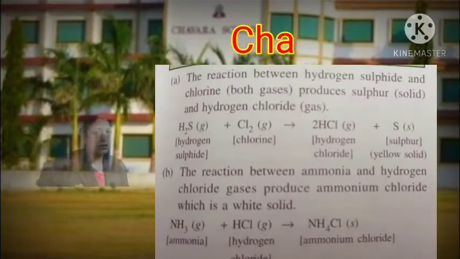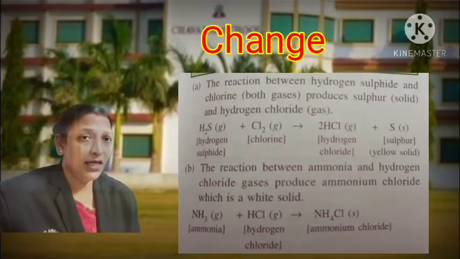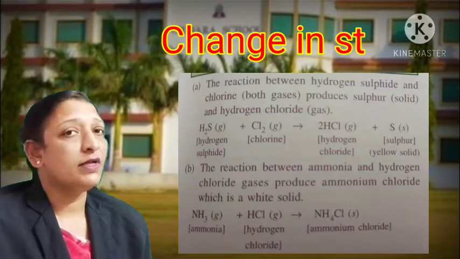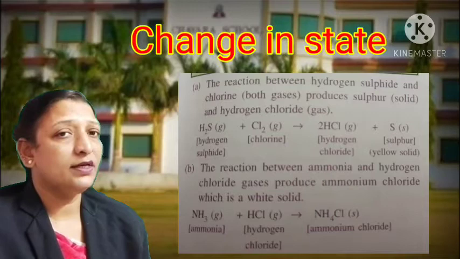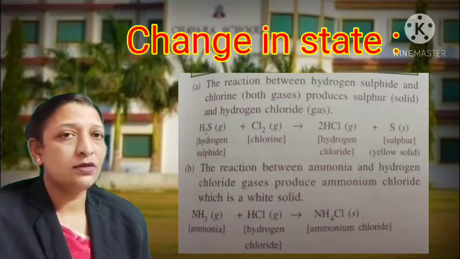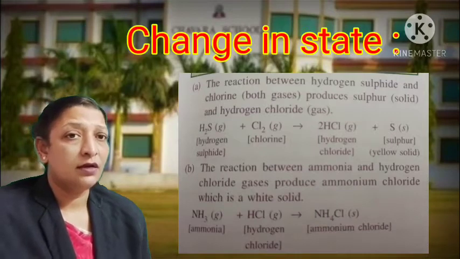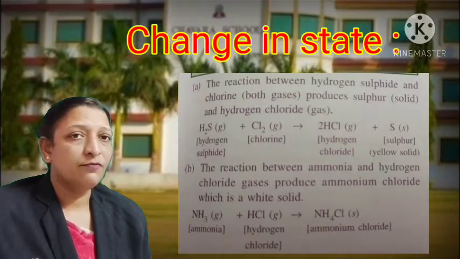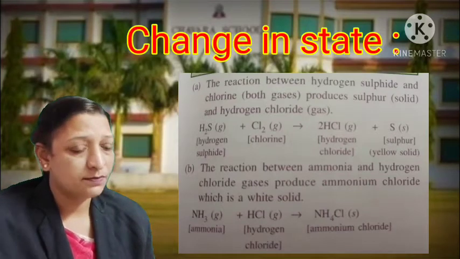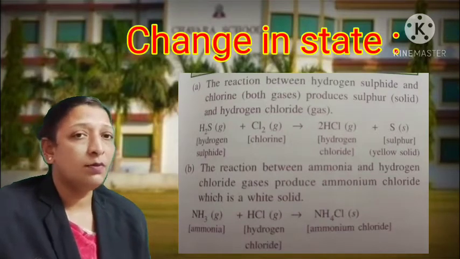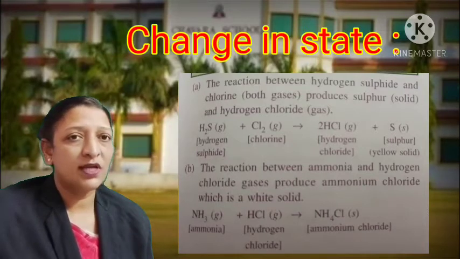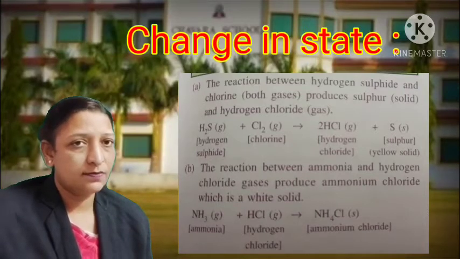Next is change in state. In many chemical reactions, the state of the matter gets changed. It means when solids and liquids, or solids and gases, or gases and liquids, or any gases and solids react, different states of matter are formed in return. You can see in all the above discussed examples that the change in state also takes place during the chemical reaction.